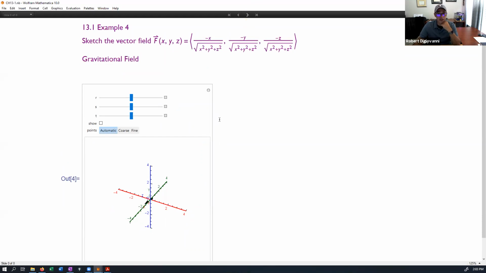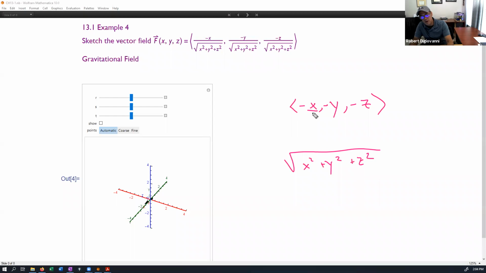Here's a really important vector field. I want you to think about this vector field before we graph it. The square root of x squared plus y squared plus z squared, that right there. If I were to give you this vector, negative x, negative y, negative z, and ask you to find the magnitude of this vector, you would take the square root of the sum of each of those, right? The sum of the squares would be x squared plus y squared plus z squared.